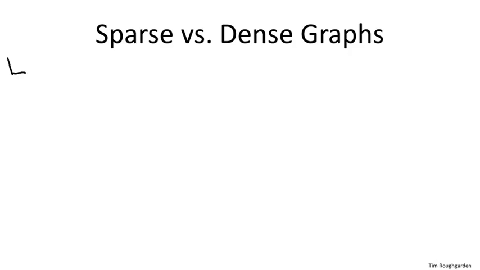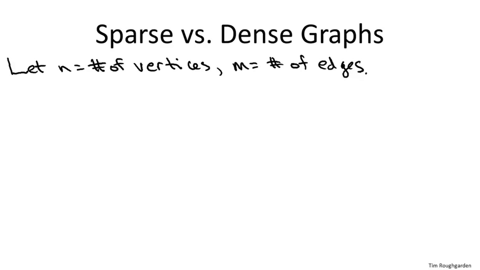So to make this precise, let me just put down this very common notation. N is the number of vertices of the graph under discussion. M is the number of edges. This is quite standard notation. Please get used to it and use it yourself. If you reverse these, you will confuse a lot of people who have familiarity with graph algorithms and data structures.